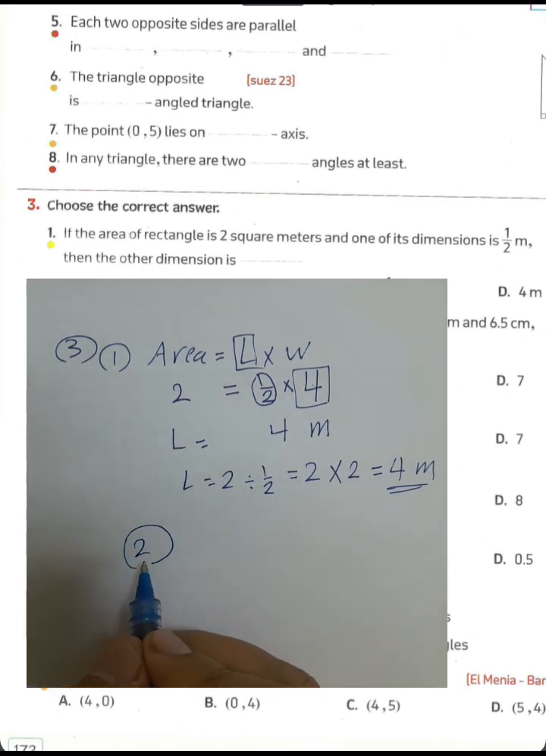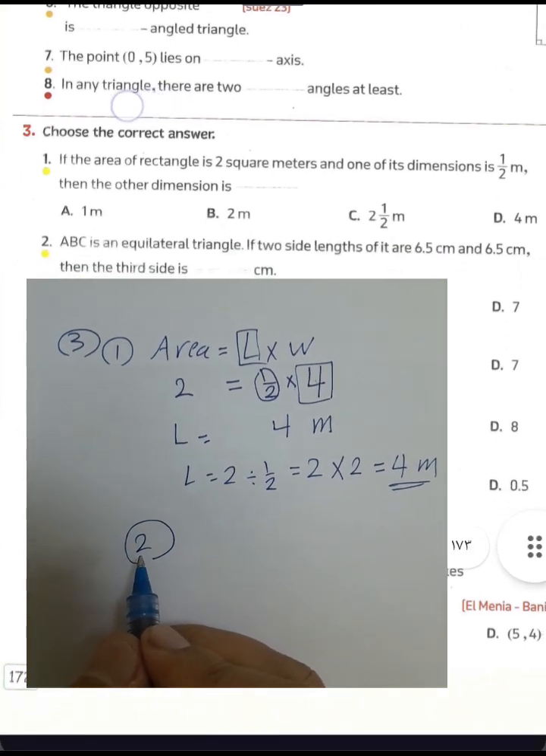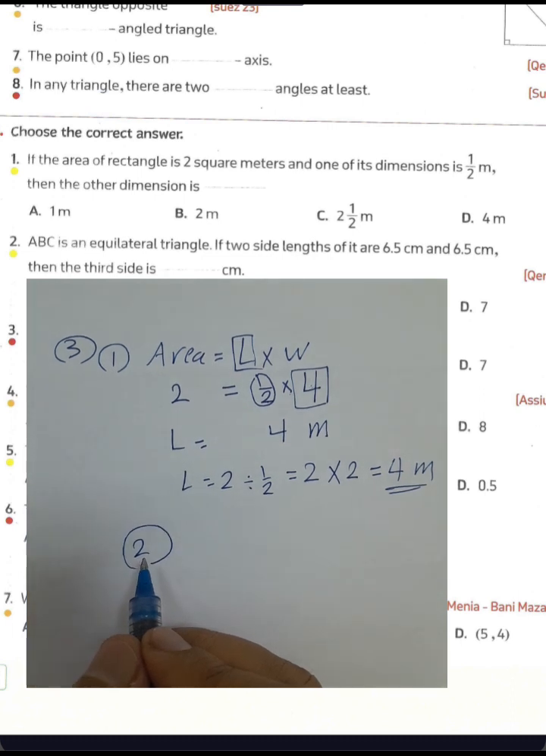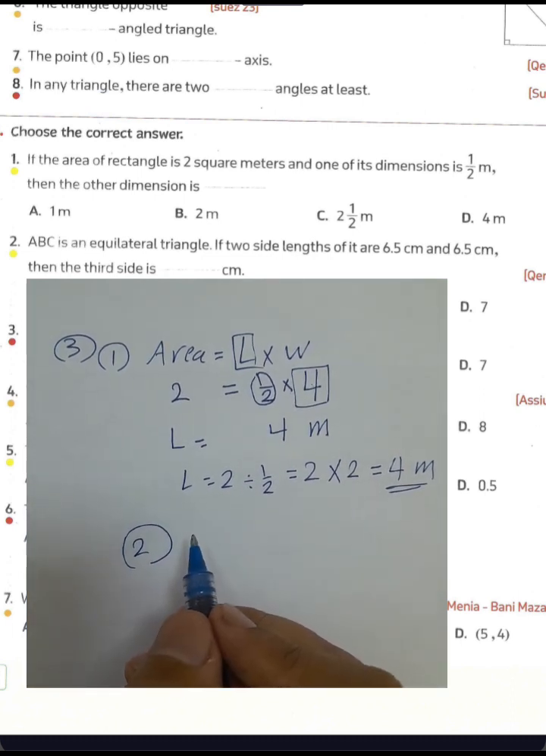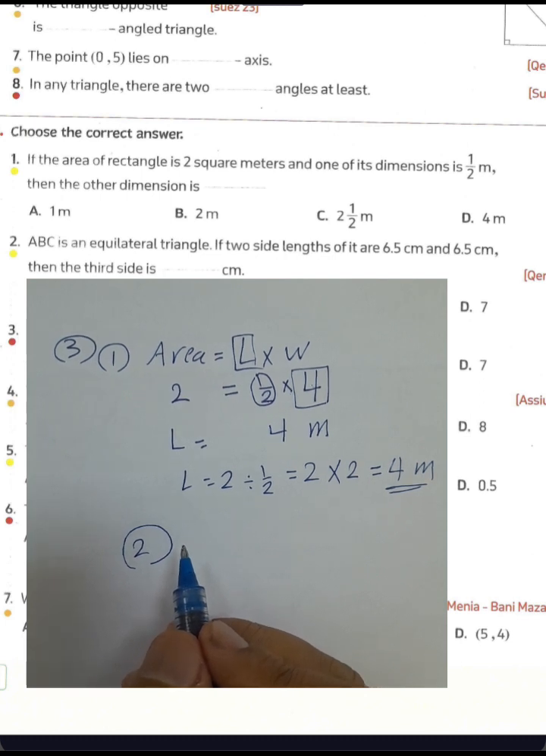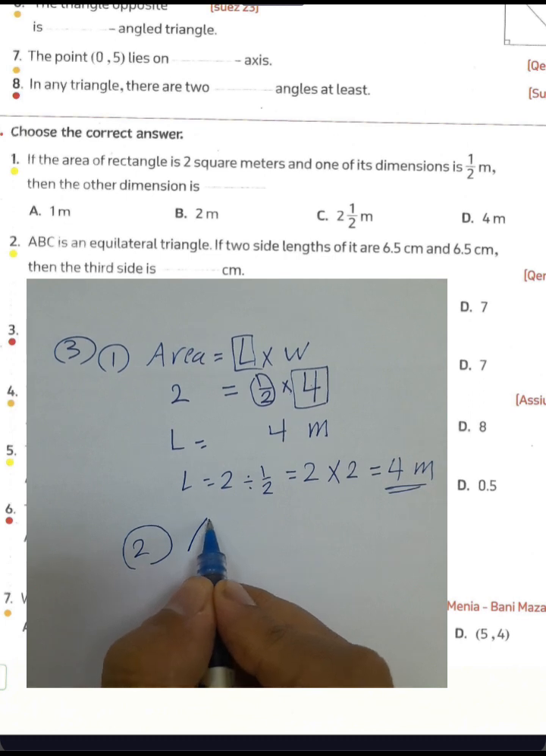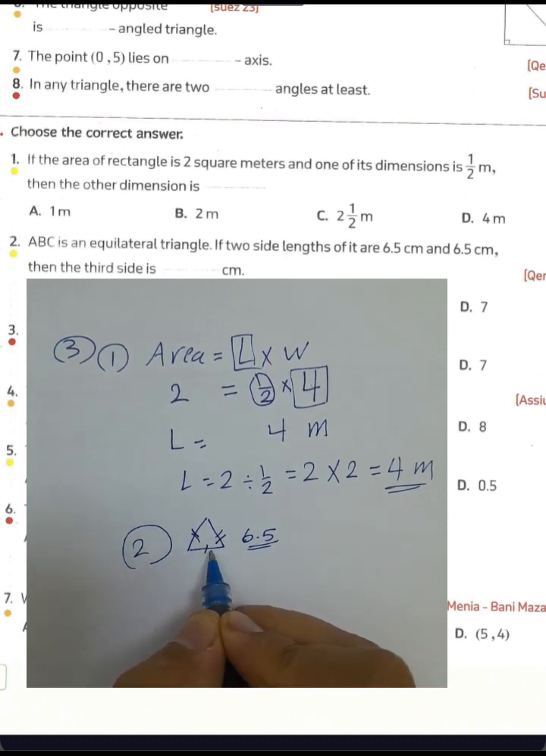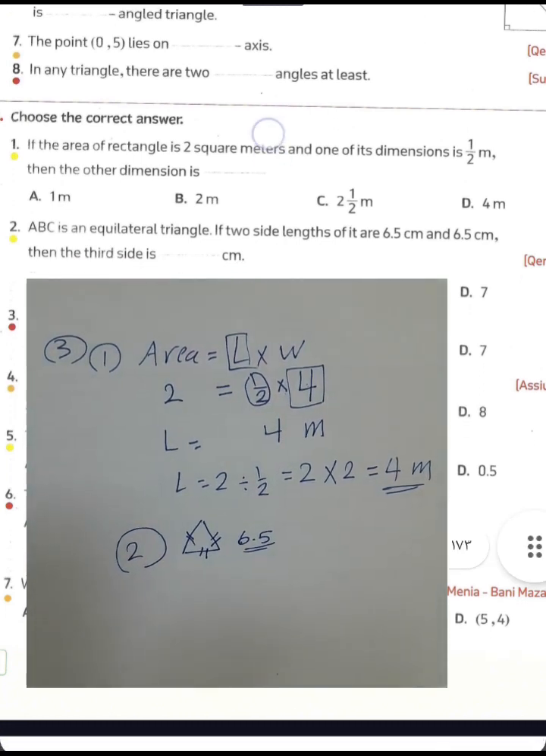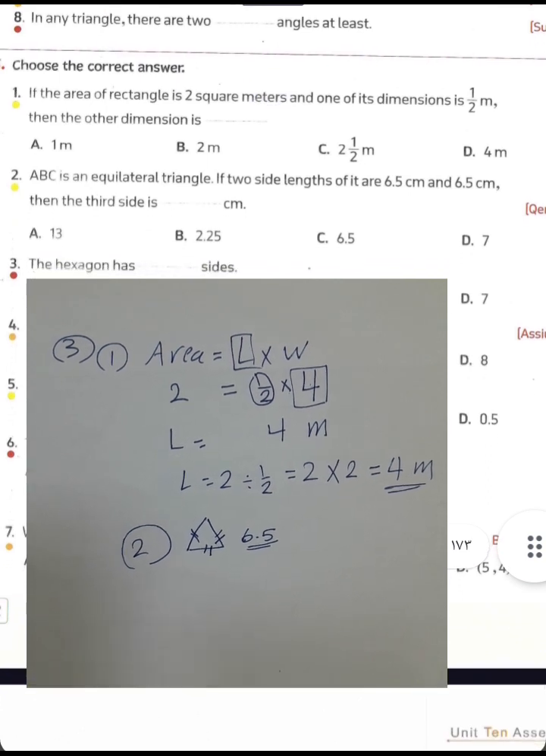Question number 2. ABC is an equilateral triangle with two side lengths of 6.5 and 6.5 centimeters. The third side will be 6.5 because it is an equilateral triangle. All sides are equal in length: 6.5, 6.5, 6.5, they are equal, because we are talking about an equilateral triangle.